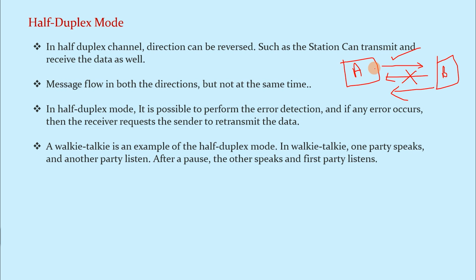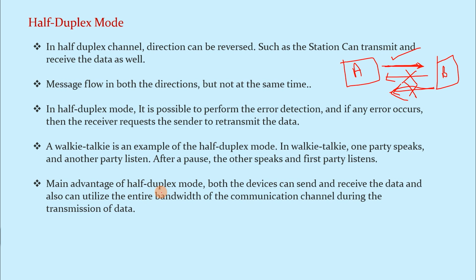Let me repeat again. If system A is sending a message to system B, at the same time when this message is being sent, system B cannot reply to it. But once this message is sent and received, we can say the transmission of this message is complete, then system B can also send the message back to system A. This is half-duplex. But in case of simplex, this feature was not available. So this is the complete half-duplex mode.